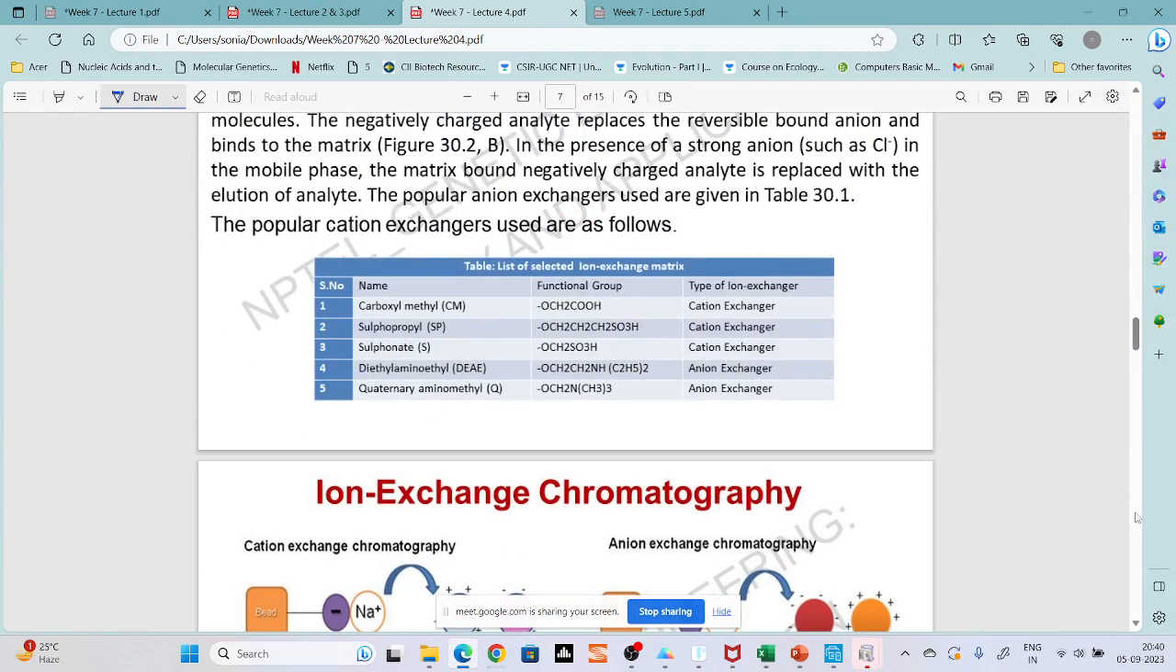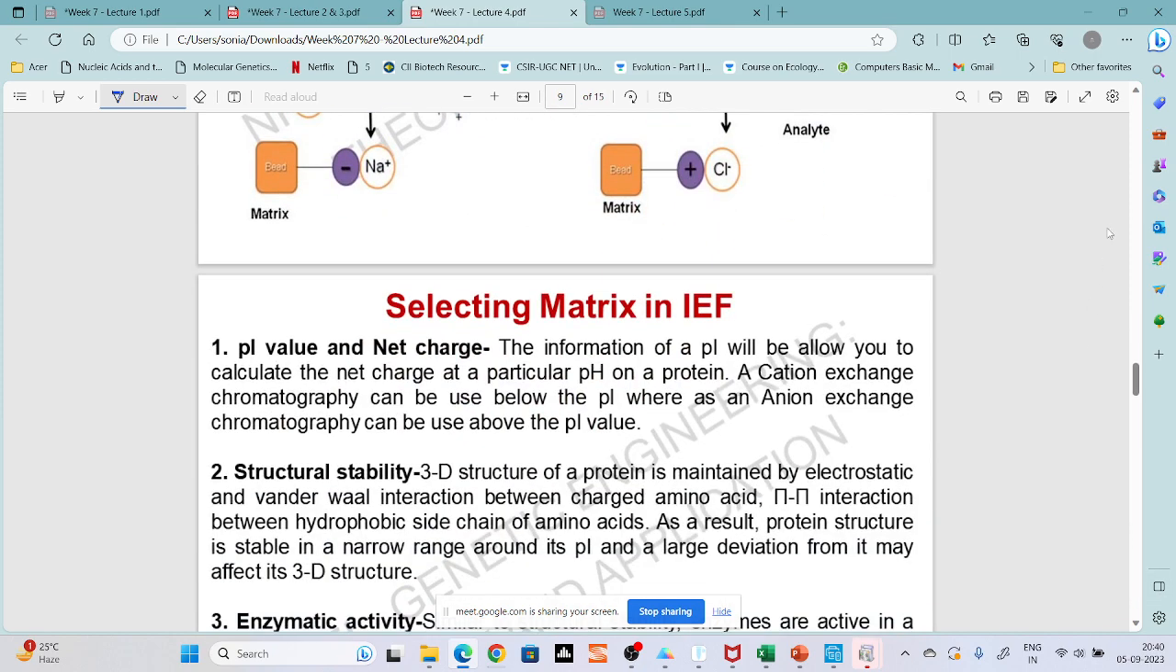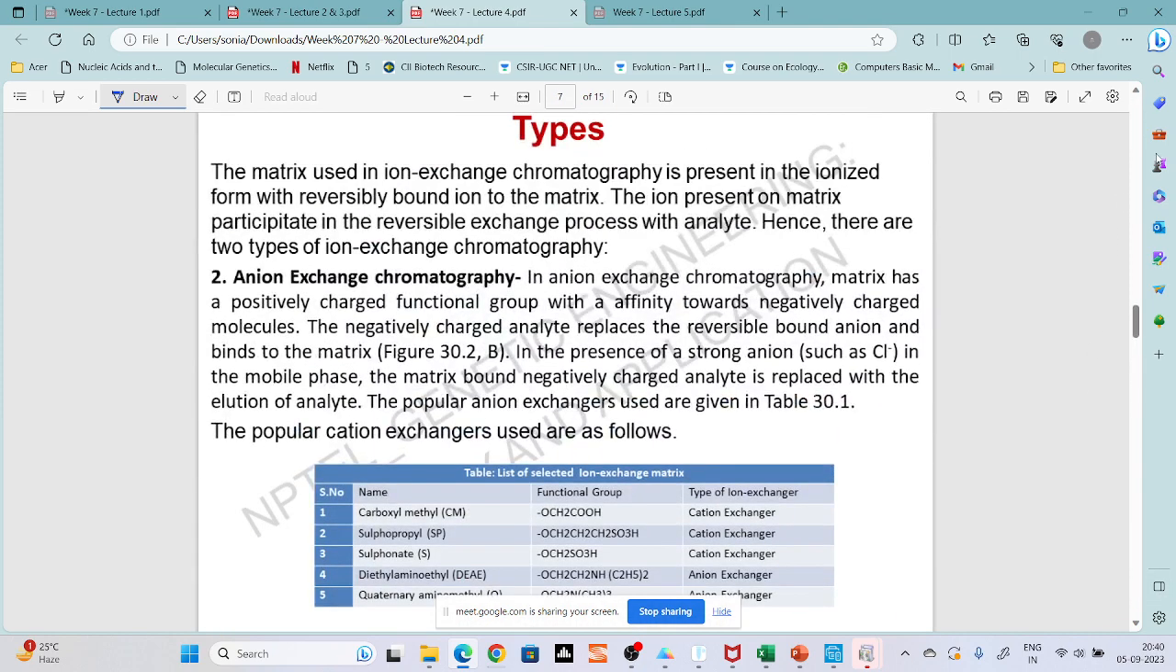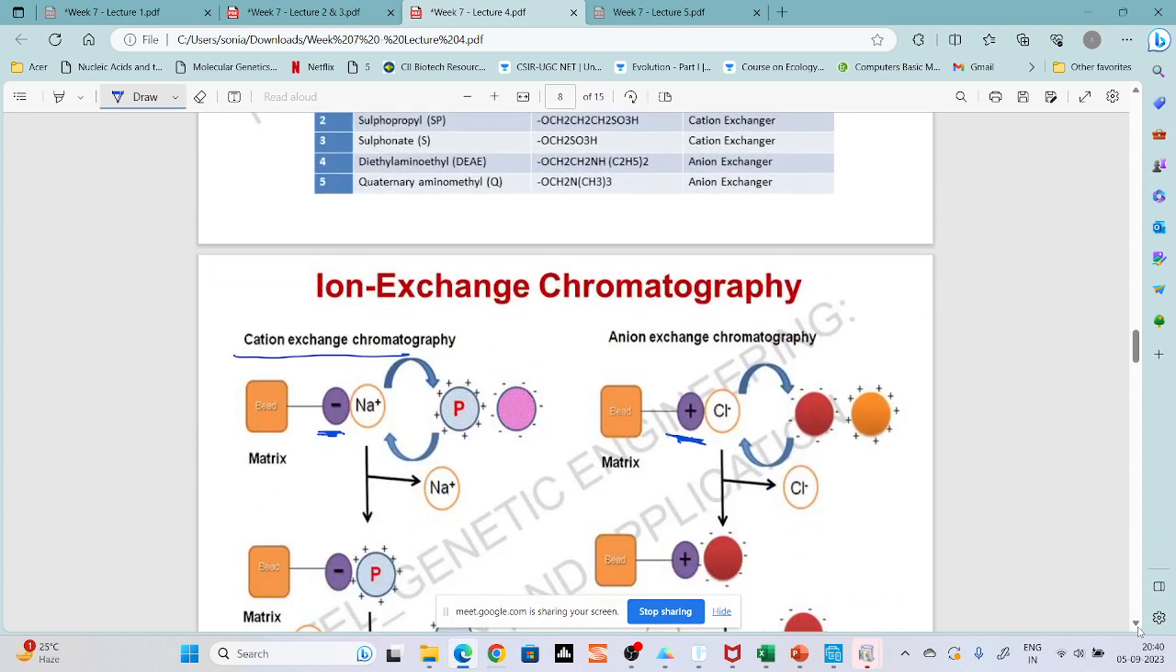So in this lecture we have studied that this is your matrix. In cation exchange, the matrix is negatively charged. In anion exchange, the matrix is positively charged. So it can attract the cations, it can attract the anions. So your ion exchange chromatography can be of two types. First is cation exchange chromatography and the other one is anion exchange chromatography. Is it clear? Now we'll solve the questions.